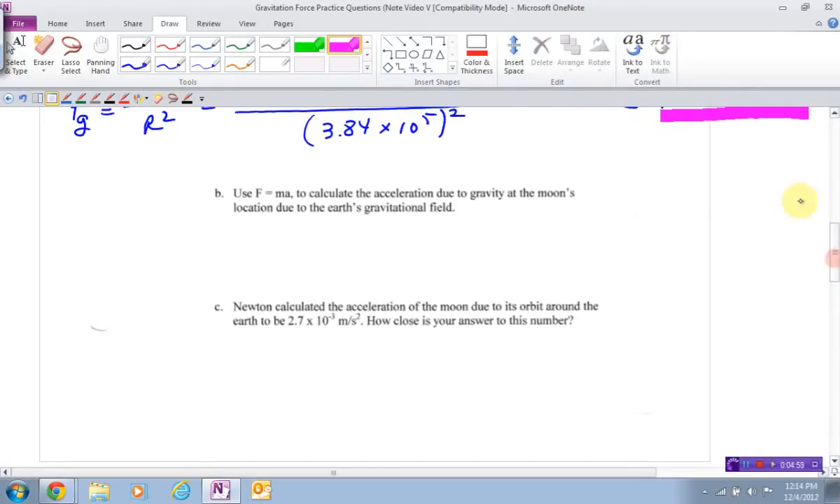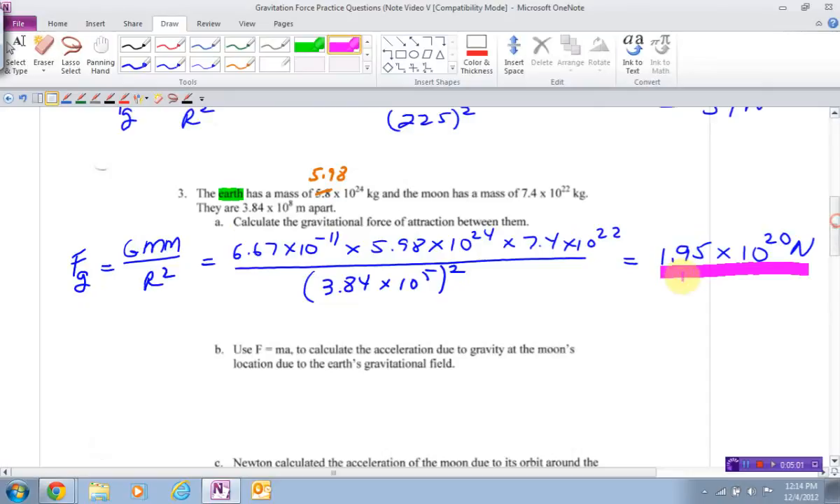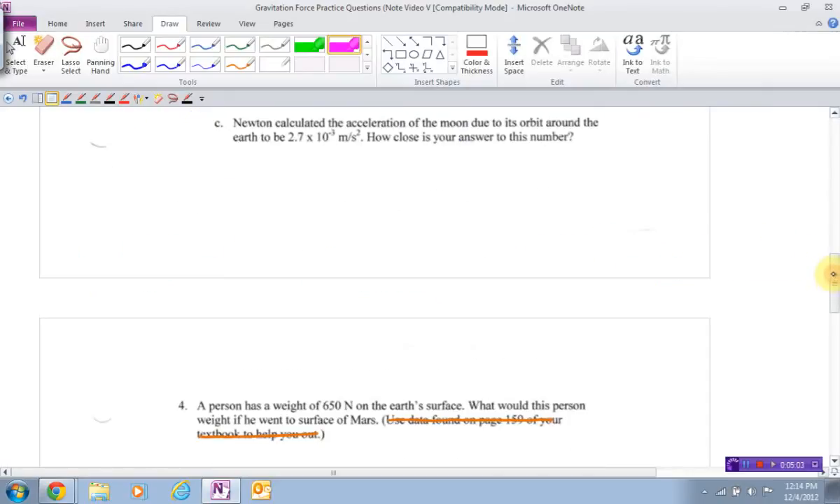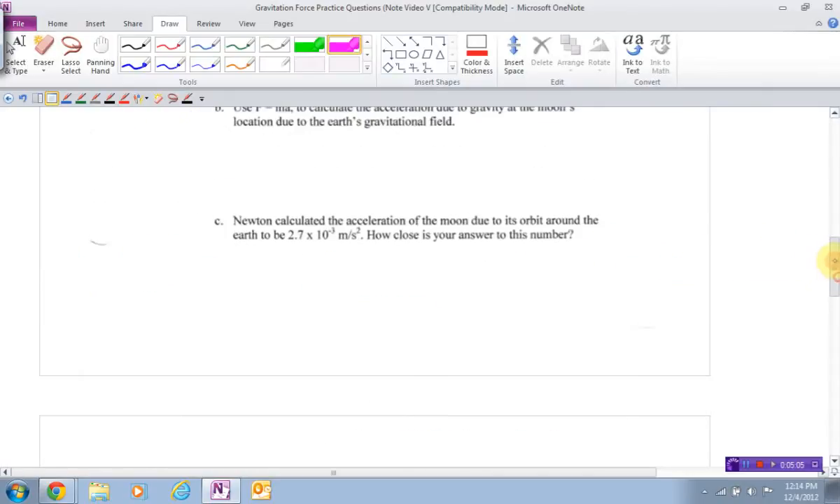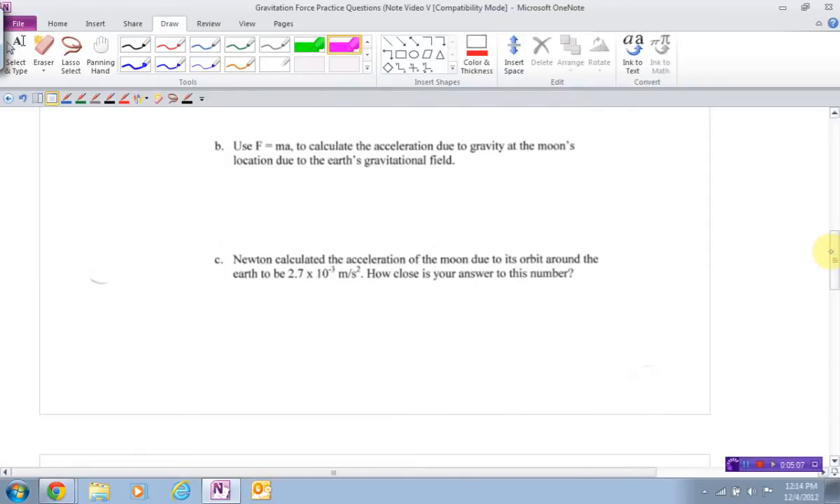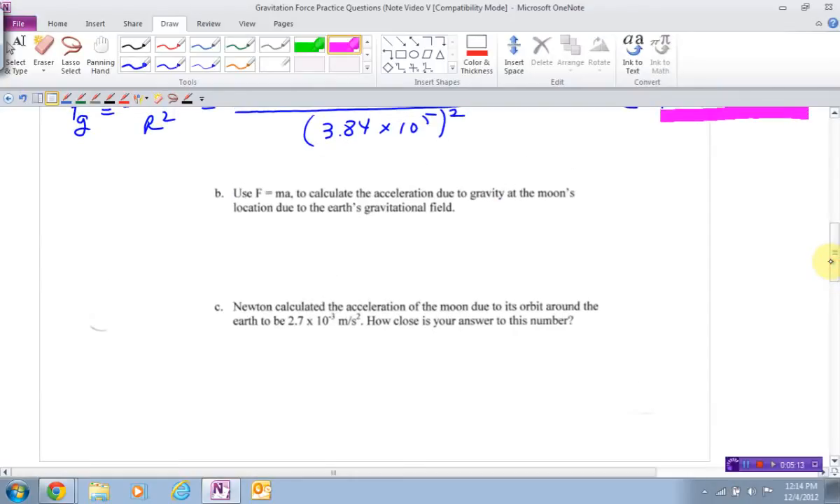Okay, so now that we understand that, let's take a look at this. It says, let's calculate, using F equals ma, the acceleration due to gravity at the moon's location near the Earth's gravitational field. In other words, we're going to calculate the G field strength. Now the G field strength, G, is going to be equal to the force that we have divided by the mass of the moon.